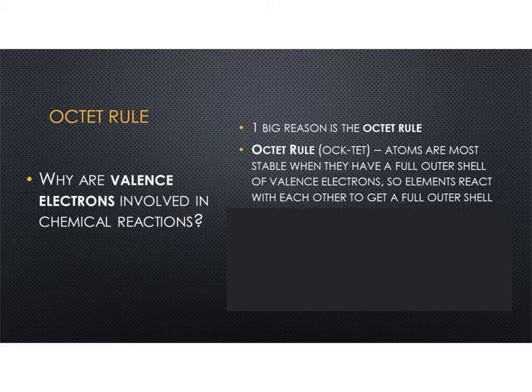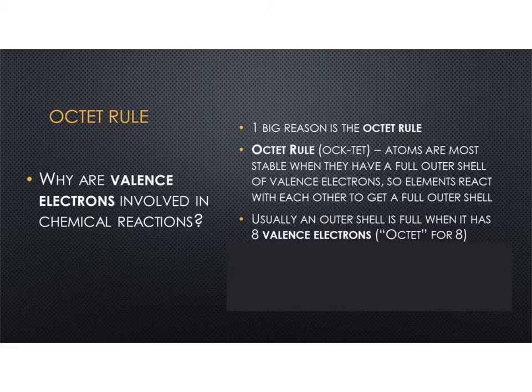So in order to get the full outer shell, in order to become as stable as they can possibly be, they hook up with other elements that also need to become stable so that they all feel like they have a full outer shell. Sometimes they share valence electrons with other elements. Sometimes they give away valence electrons, and sometimes they kind of thieve them. They steal them from others, kind of. Those are all different forms of chemical reactions, and that is what causes most of chemistry, and it's all because of the octet rule, and all because of the number of valence electrons.